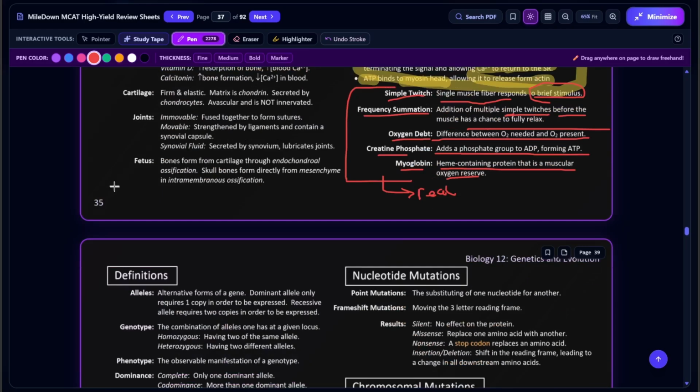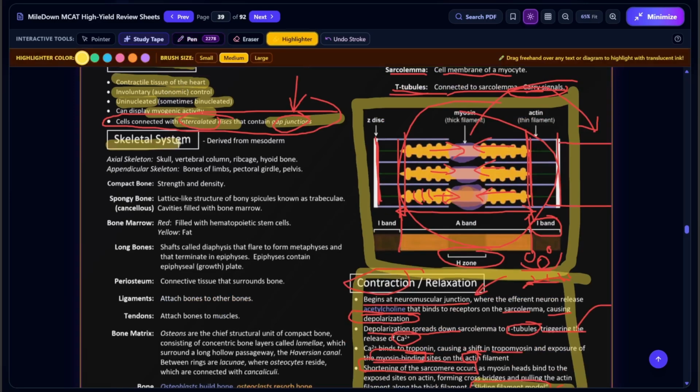And then lastly is the skeletal system that I left for last. So the skeletal system is derived from your mesoderm. We already knew that from before. And so you have an axial skeleton, which involves your skull, vertebral column, rib cage, hyoid bone, and then your appendicular skeleton. So it's kind of like how we divide our central nervous system and peripheral nervous system. In the skeletal system, we have an axial and appendicular. And so the appendicular involves your bones of limbs, pectoral girdle, and your pelvis.